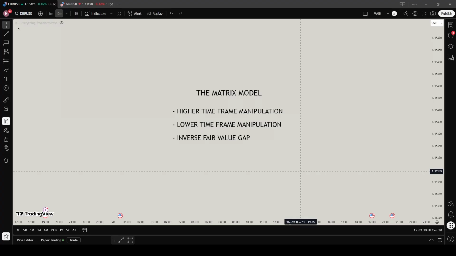For the matrix model to work, it needs three things happening in sequence. First, there has to be some kind of higher time frame manipulation, like a clean liquidity sweep that clears out one side of the market. After that, you need a second manipulation on the lower time frame, which confirms that the initial sweep wasn't random and that the market is actually shifting direction. And finally, the setup completes with an inverse fair value gap, which becomes the area where the actual entry shows up once both manipulations are done.